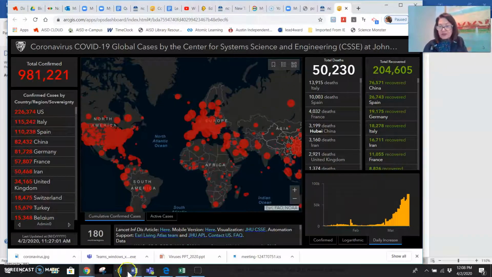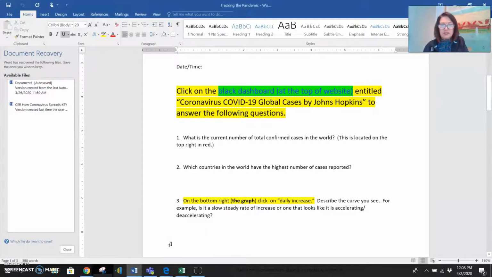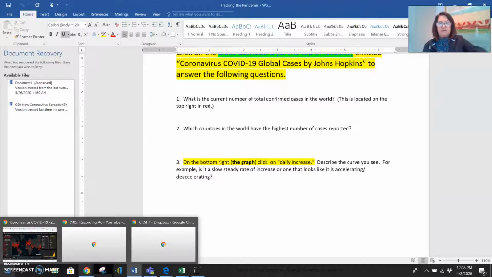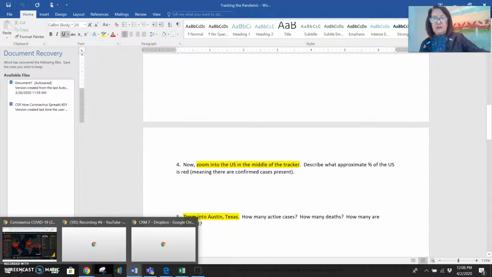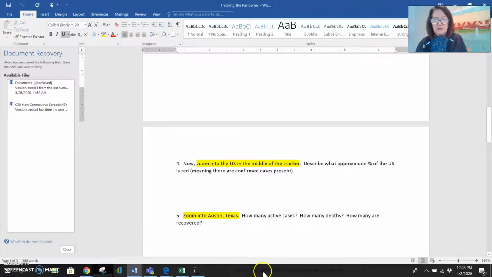And then my next question is going to be... hold on, sorry. How do I get rid of that? Okay, so what you're going to do now is zoom into the United States in the middle of the tracker. Then you're going to describe what approximate percentage of the U.S. is in red, meaning these are going to be the confirmed cases.